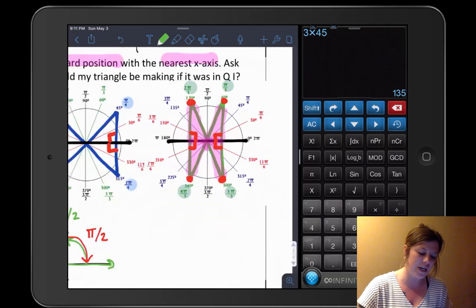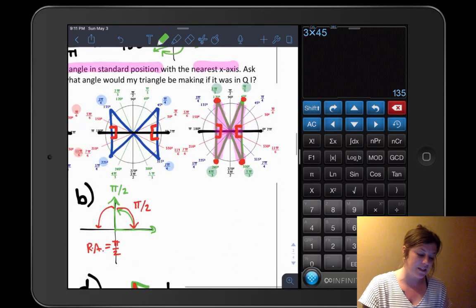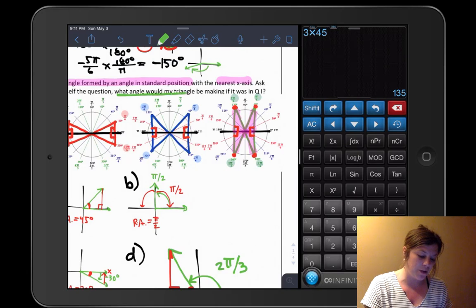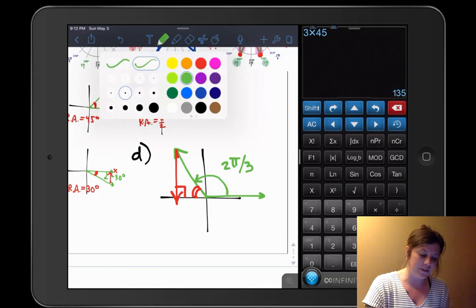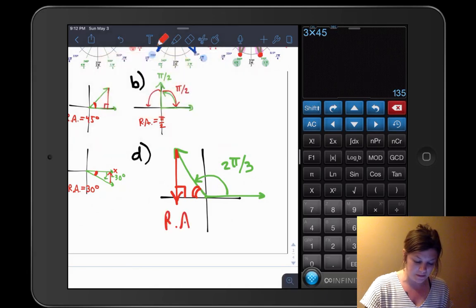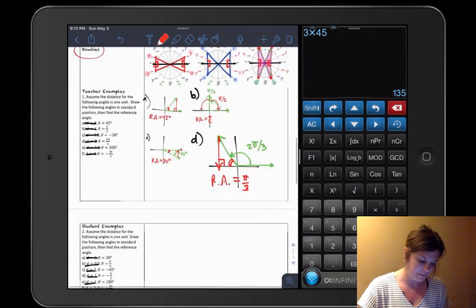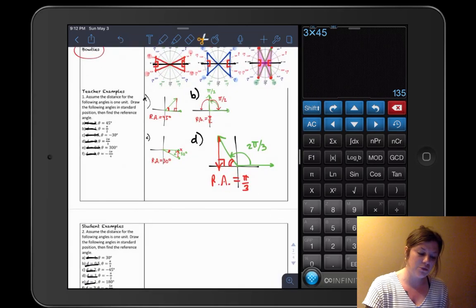So the question you're asking yourself, again, is what angle would my triangle be making if it was in quadrant 1? So what in this part of the unit circle? So the reference angle here is pi over 3.